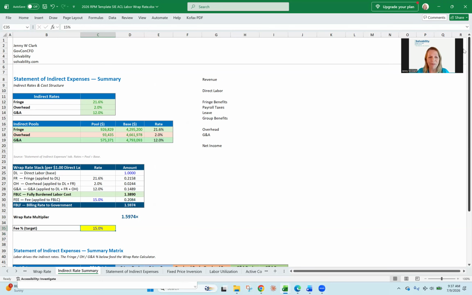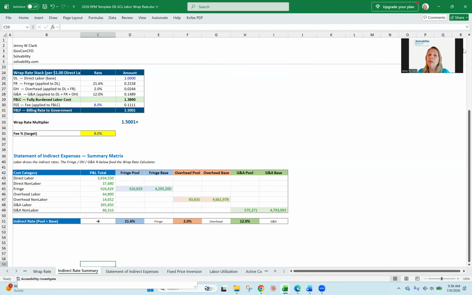If it's 20%, that's telling me for every dollar of direct labor with 20% fee and indirect rates to cover my estimated cost, it's almost 1.7, or labor multiplier almost 1.7. So 50 times 1.7, I can't even do in my head very fast, so we're not doing that. But 50 times 1.5 or 75, I can do that. I want you to remember those mathematical relationships, just like you memorize chemistry formulas in the day. So that's the statement of indirect expenses summarized. And then our wrap rate calculation.